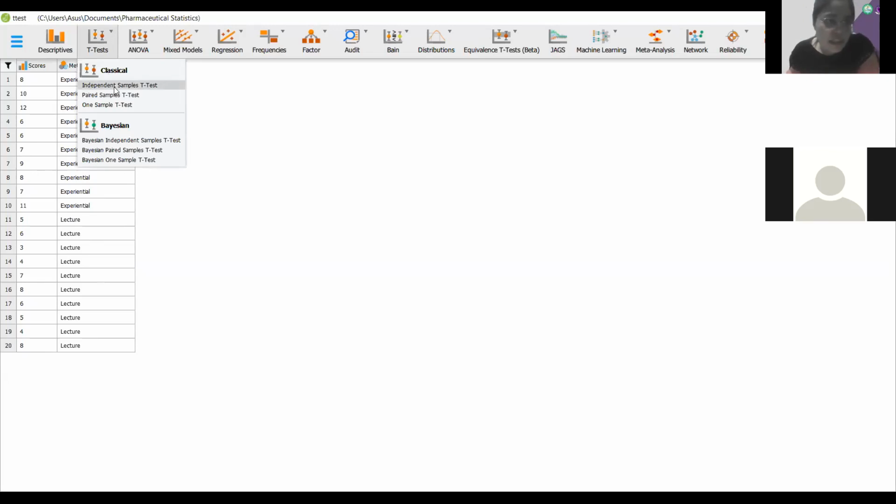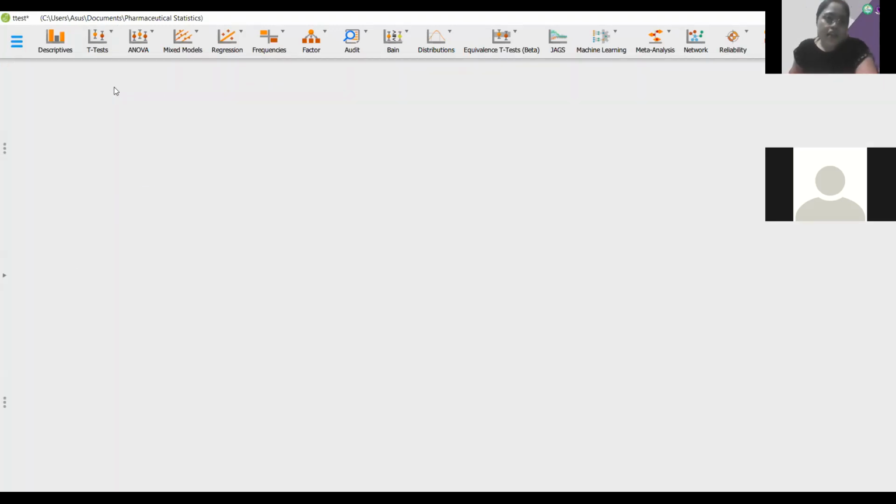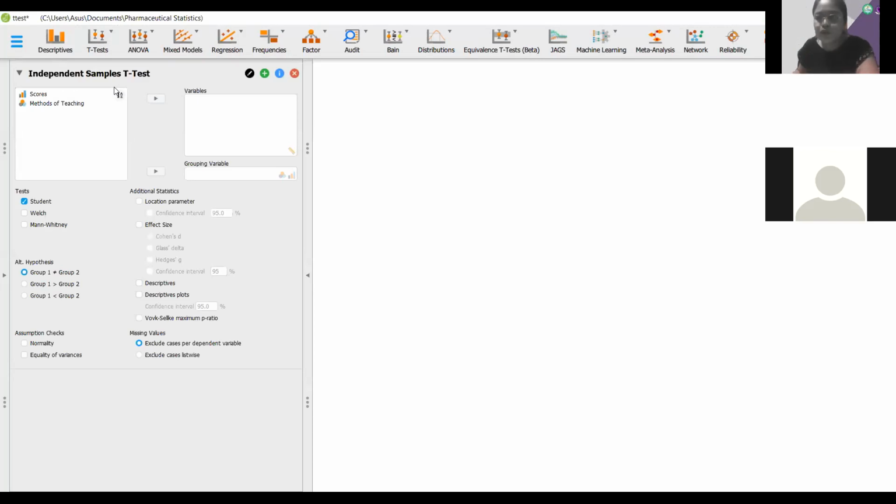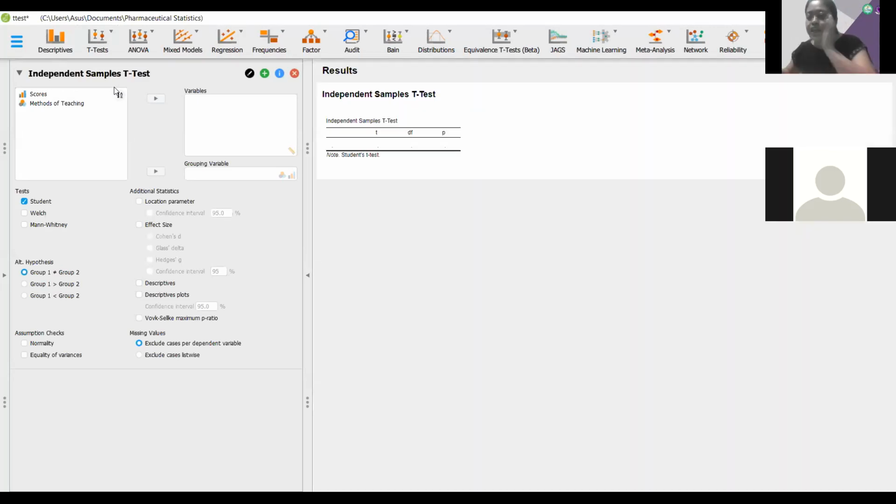Diba pag magti-t-test, click mo ito, and then independent sample t-test kasi iba naman yung group for the experiential, iba yung sa lecture. So dito yung scores, dito yung methods of teaching. And then naka-student yan siya. Look at the left side of the screen. Student yan siya, meaning independent sample t-test talaga ito.